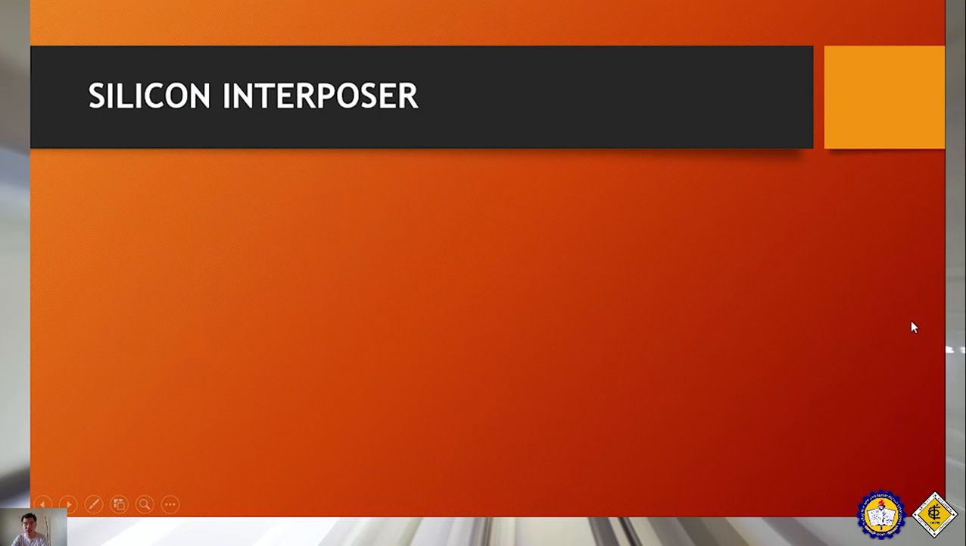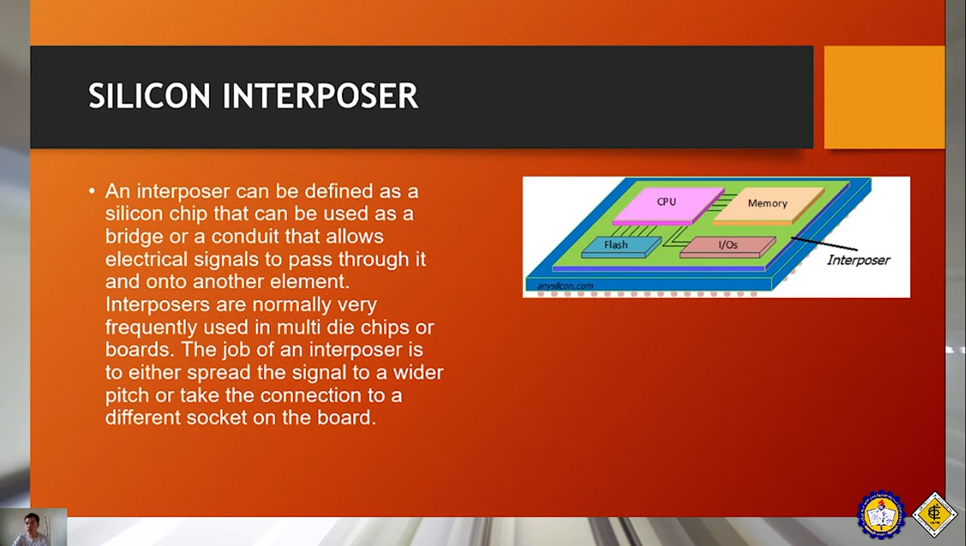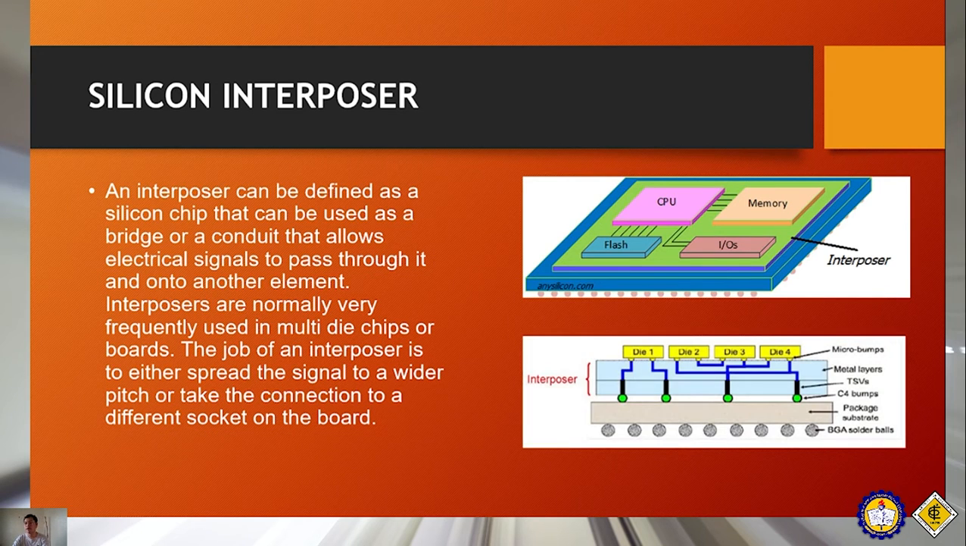Next in line is the silicon interposer, which is defined as a silicon chip that can be used as a bridge or conduit that allows electrical signals to pass through it and onto another element. Interposers are very frequently used in multi-die chips or boards. The job of the interposer is to spread signals to a wider pitch and route the connections to the different sockets of the boards. This is an example of an interposer.